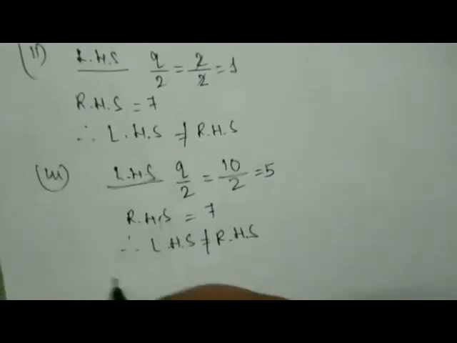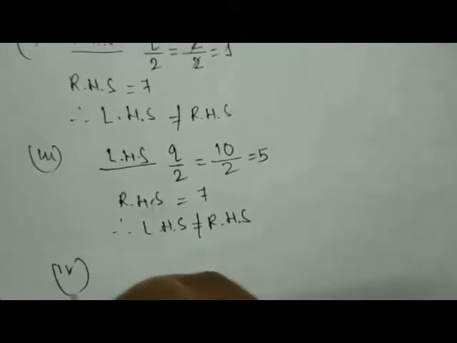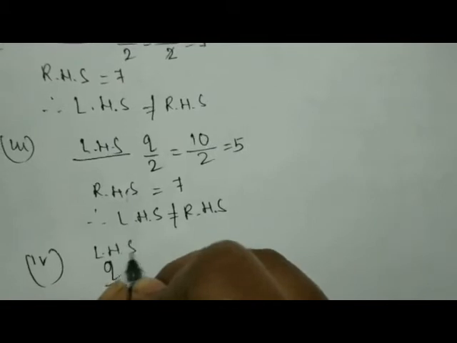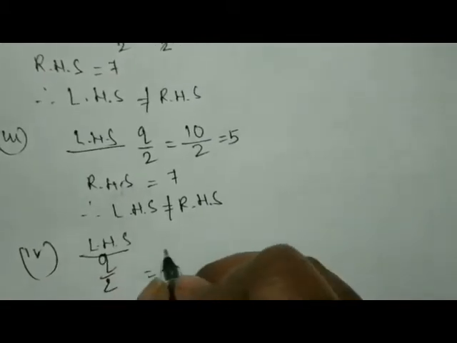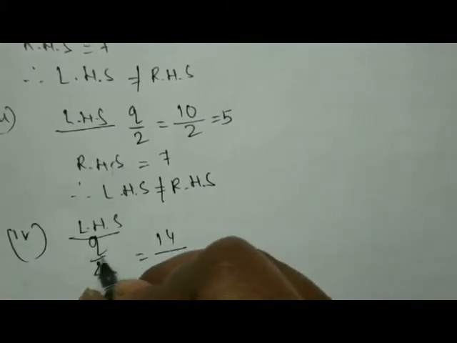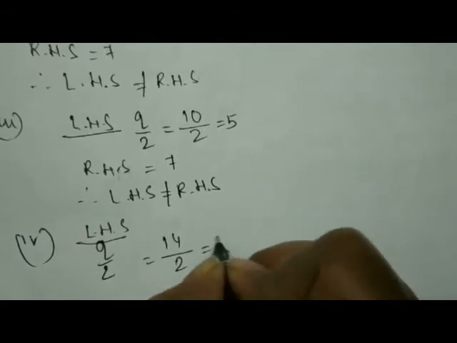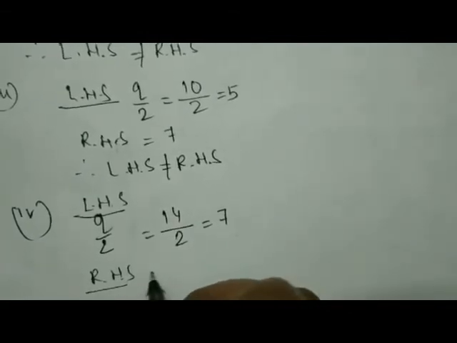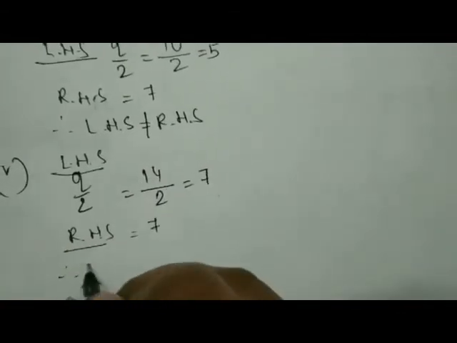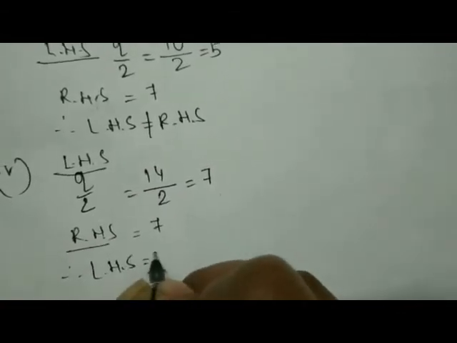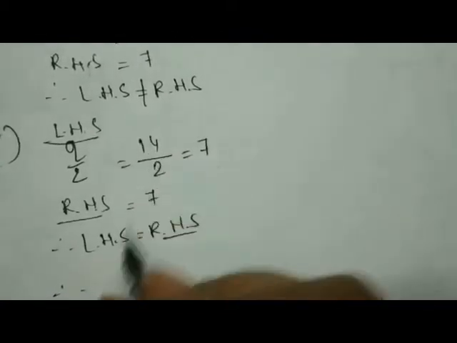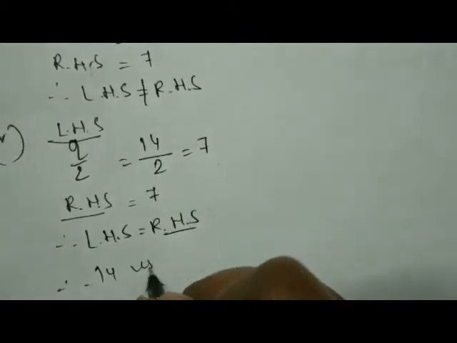And in the last option we have, again on the left hand side, 14. So 14 in place of q. So 14 by 2 is 7, and it satisfies the given equation because on the right hand side we have 7. So here left hand side is equal to right hand side. That means 14 is the solution of the given equation.